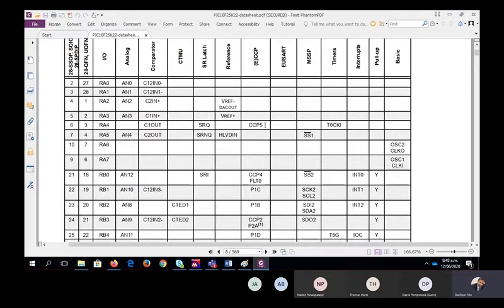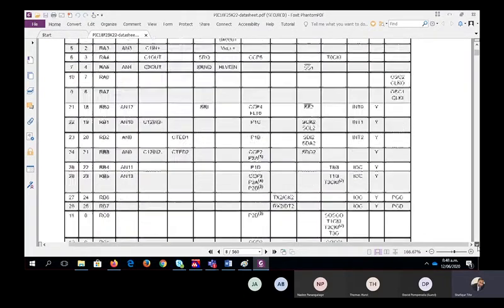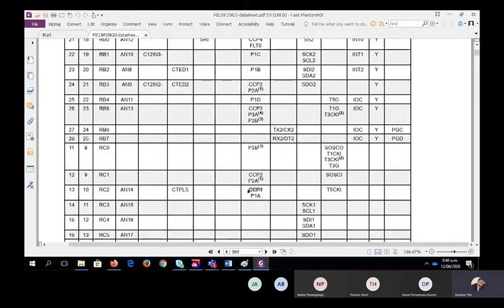So first I can find out that CCP5 is connected with RA4 and CCP4 is connected with RB0. And in this way, we can find out CCP2 is connected with RB3 and so on, and CCP generates my signal.